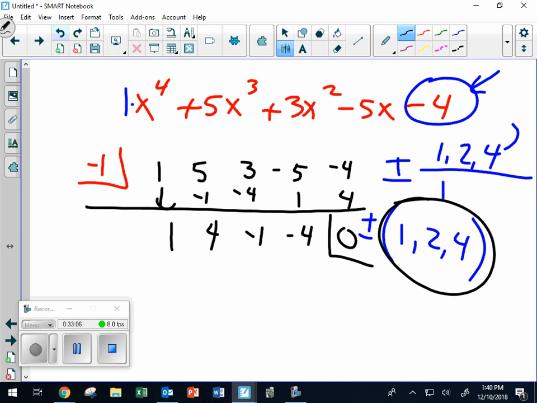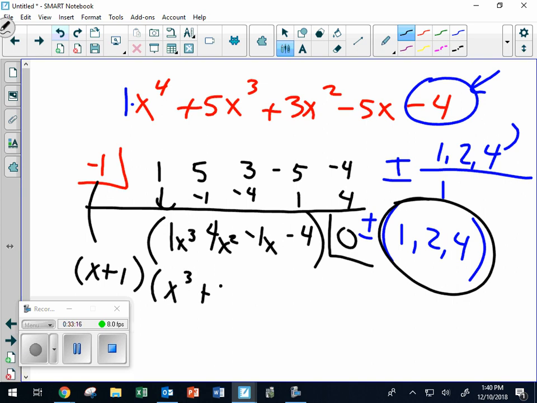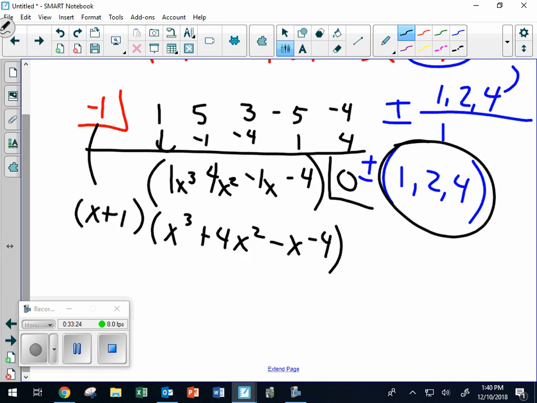All right, I'm going to finish this problem up. x plus 1. This part, this is x's, x squareds, x to the thirds. So we have x to the third plus 4x squared minus x minus 4. There, that's partially factored. Now, somebody figured out that negative 4 was also a root.